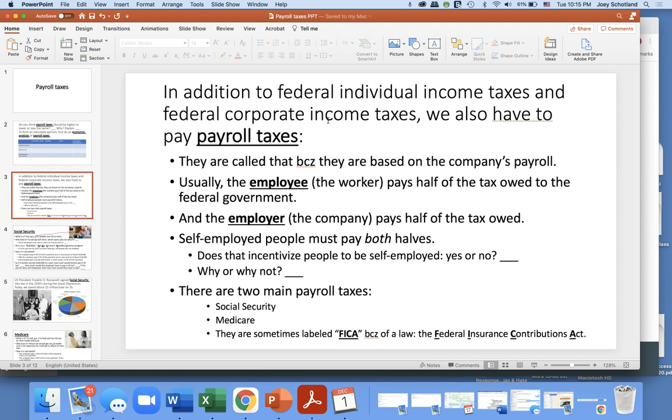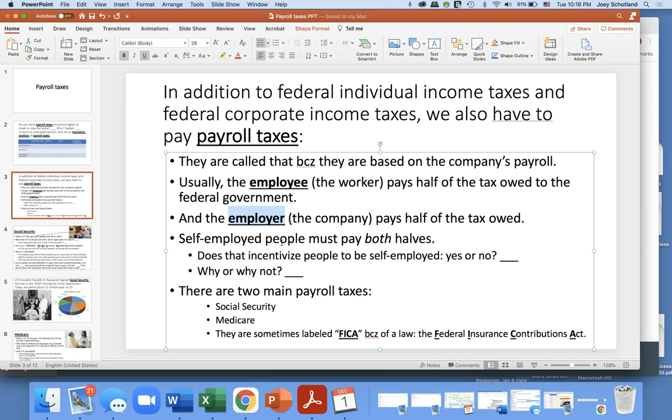So, in addition to federal individual income taxes that individuals have to pay, and federal corporate income taxes that corporations have to pay, we also have to pay payroll taxes. They are called that because they're based on the company's payroll. Usually, the employee, that is the worker, pays half of the tax owed to the federal government, and the employer, that is the company, pays half of the tax owed.